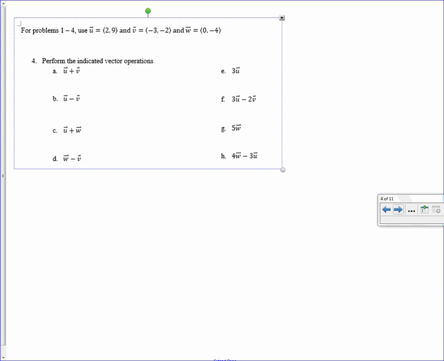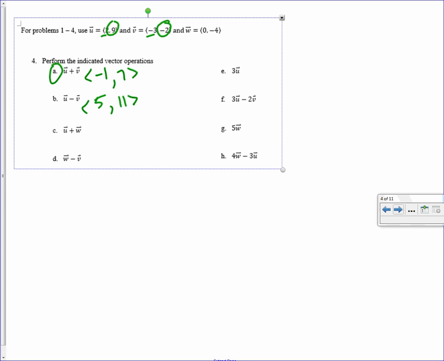All right, so now we're going to be performing the vector operations. So remember that you are adding the x components and you're adding the y components. So in part A, when we're asked to add u and v, we're going to add the horizontal components. 2 and negative 3 is negative 1, and then we're going to add the vertical. 9 and negative 2 is positive 7. Same thing for subtracting. Watch your negatives here. 2 minus negative 3 is positive 5. 9 minus negative 2 is positive 11.